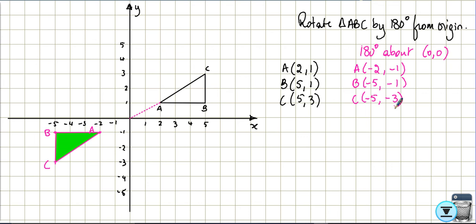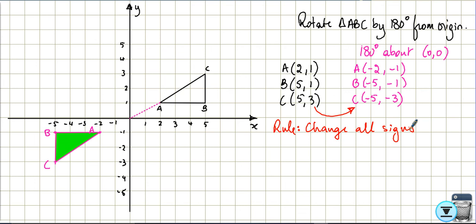As we can see from here, we can form a rule. It's a very simple rule this time. You have already noticed what it is. We had 2, 1 become minus 2, minus 1; 5, 1 become minus 5, minus 1; and 5, 3 become minus 5, minus 3. What has happened here is that the signs are changed. So the rule is just change all signs.